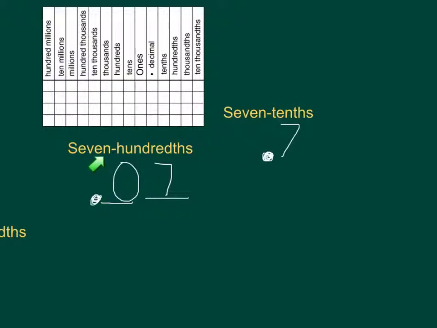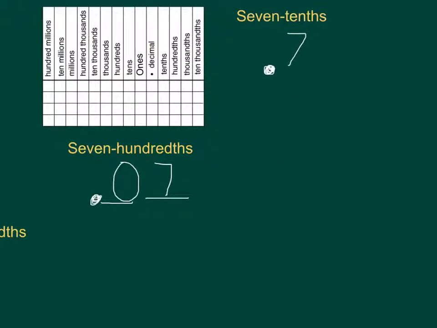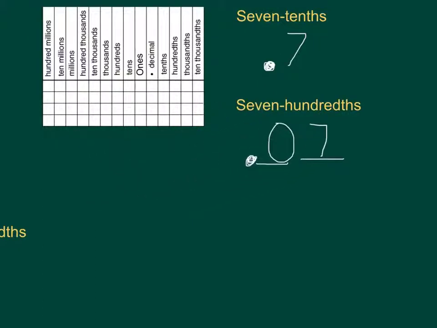So to write 7/100ths in decimal form, we write 0.07. I'm going to slide this up here, just simply for more room. I should have had this already planned out, but there we go.